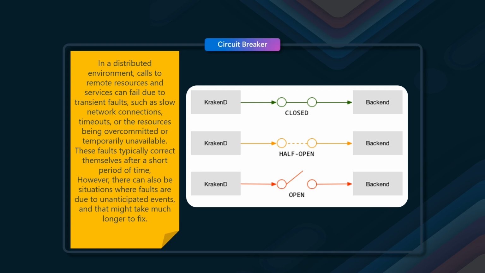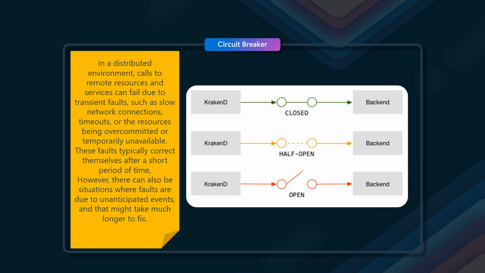So, in a distributed environment, calls to remote resources and services can fail due to transient faults such as slow network connections, timeouts, or the resources being overcommitted or temporarily unavailable. These faults typically correct themselves after a short period of time, and a robust cloud application should be prepared to handle them by using a strategy such as the retry pattern.